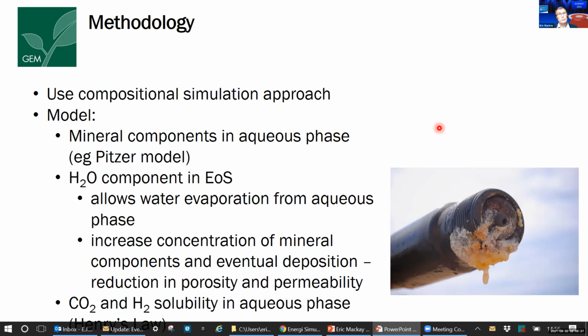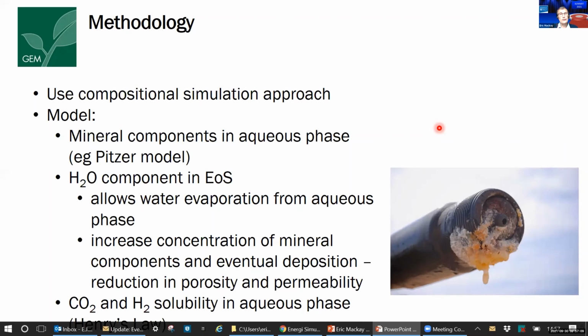So in both cases, our method is going to be to use a compositional simulation approach using GEM. We'll be looking at modeling mineral components in the aqueous phase that can cause precipitation or dissolution reactions, and we might use an activity model such as PITSR to help us with that. And then looking at modeling the evaporation process, and that requires H2O to be included as a component in the equation of state.